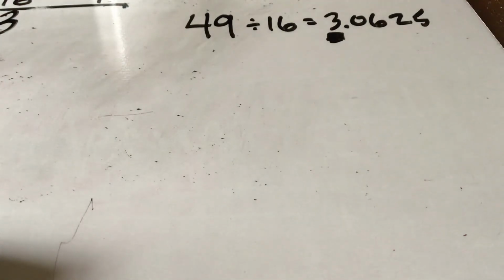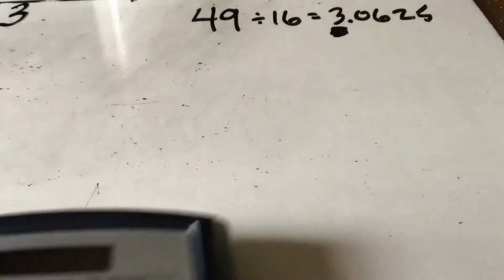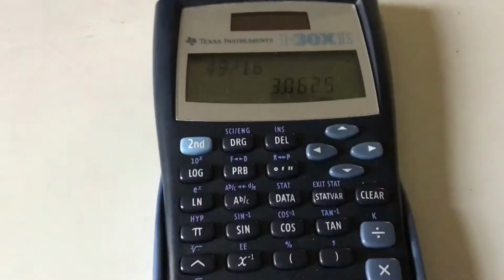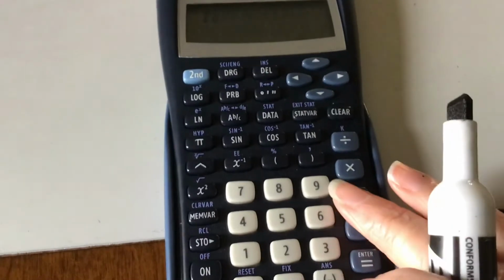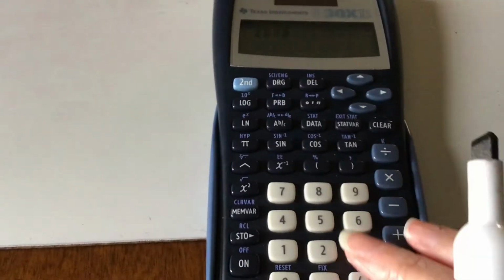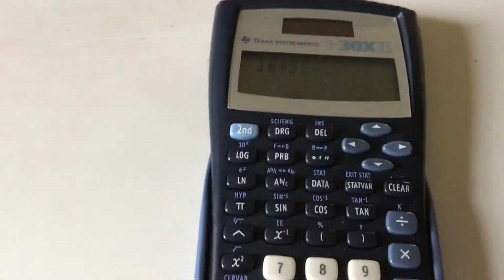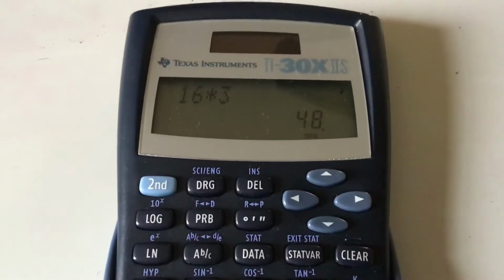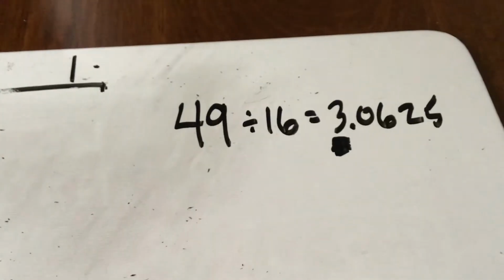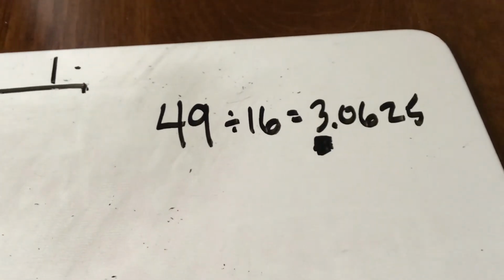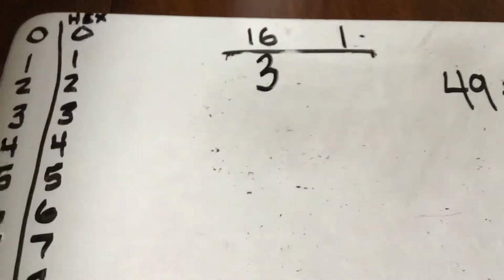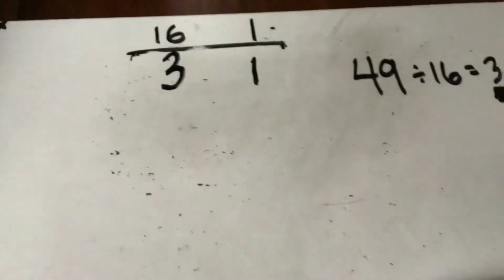Okay, and then we do a little bit of backtracking, is the best way to explain it. So we're going to take 16 times the whole number 3, and that gives us 48. How far away from our original number were we? We are only 1 away, so that 1 goes right here. Okay, it's a little bit cumbersome or bulky.